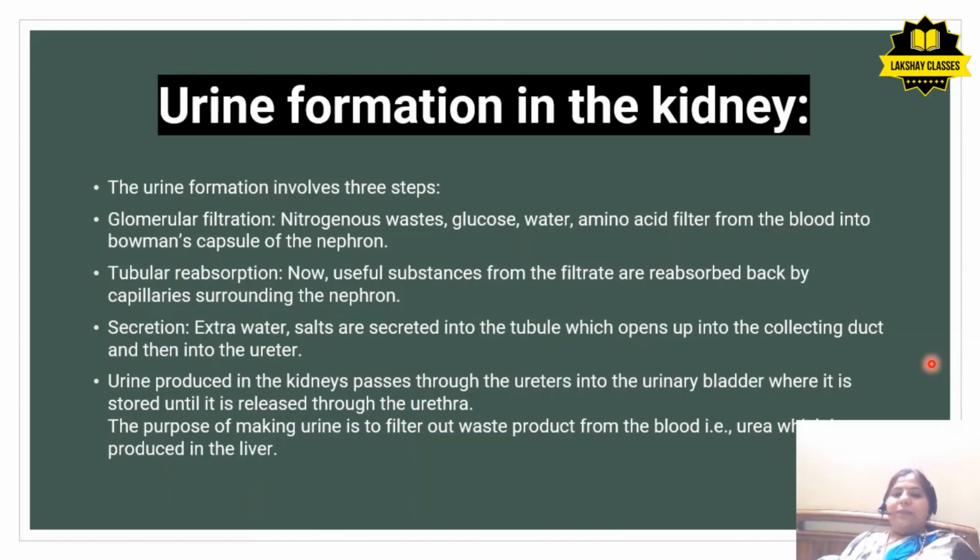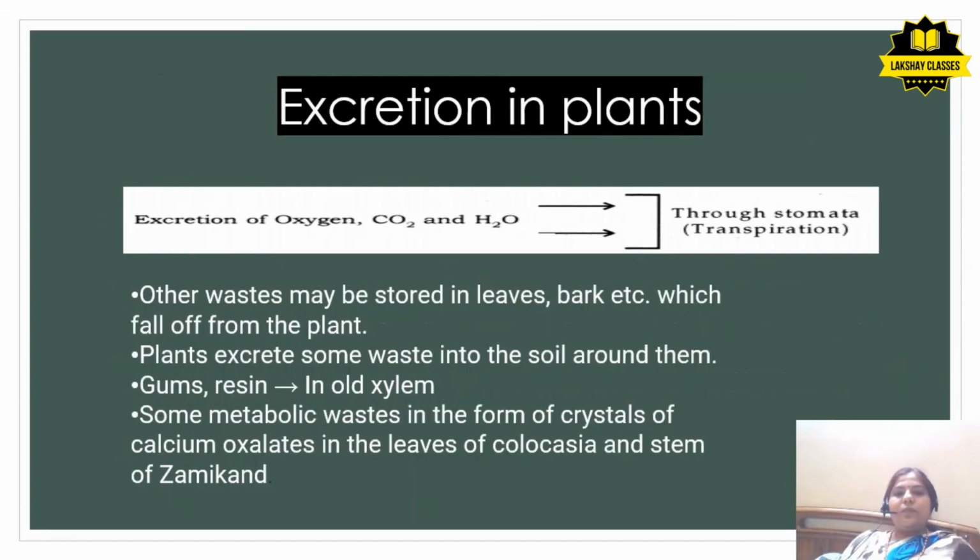In the exam, the diagram of the nephron is asked. It is very, very important how urine is formed. This question is also very important. And what are the components of urine? So urine, basically the main component is water. Apart from water, there are nitrogenous waste and urea. So these are the components of urine.